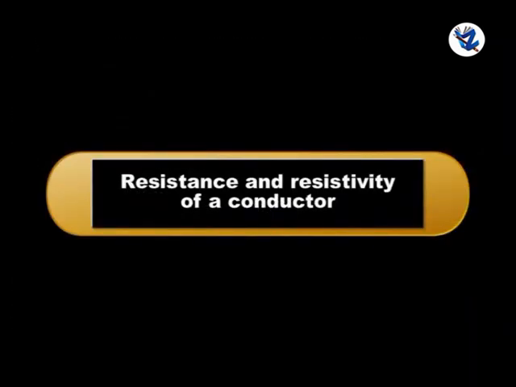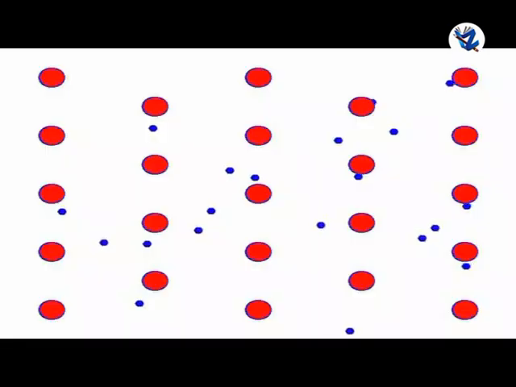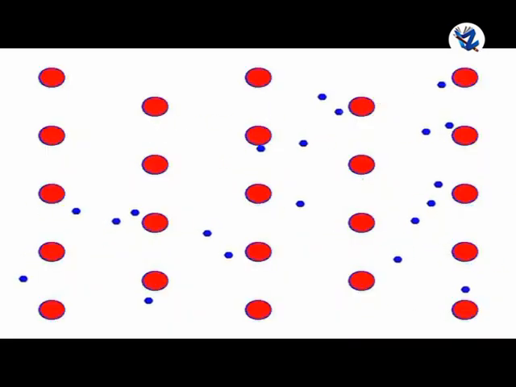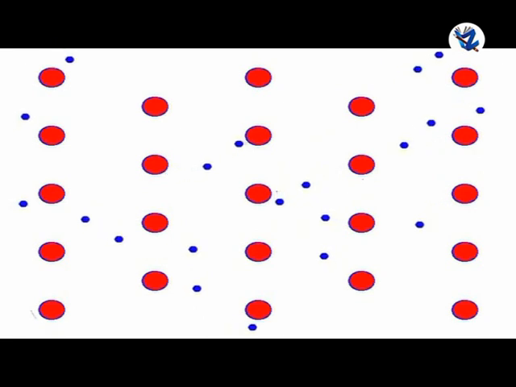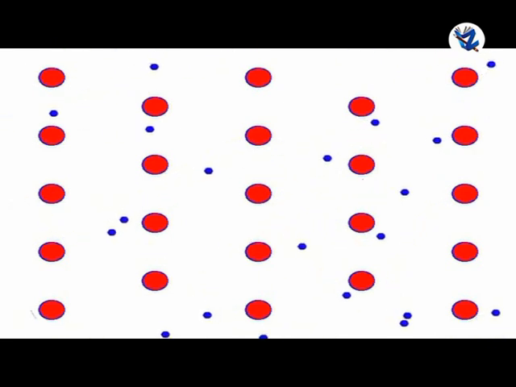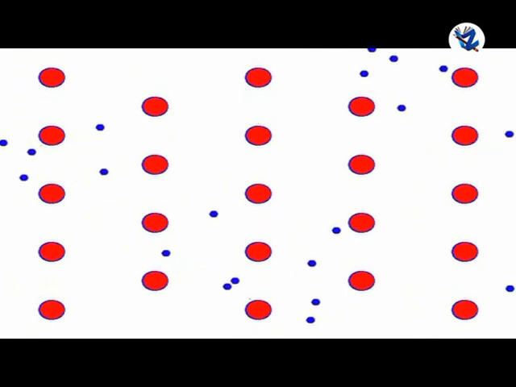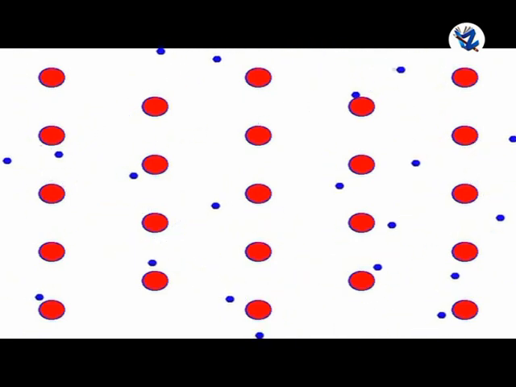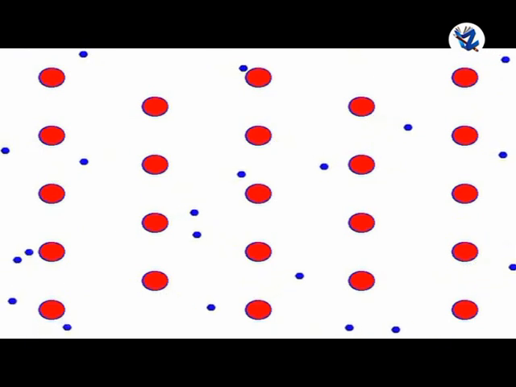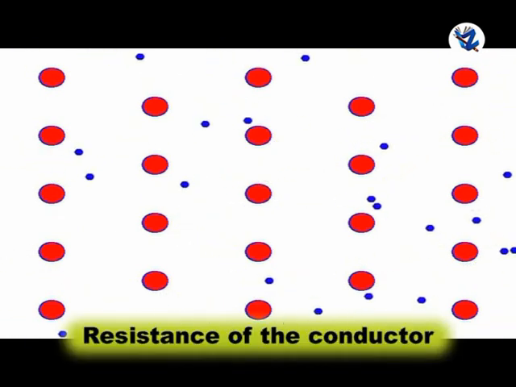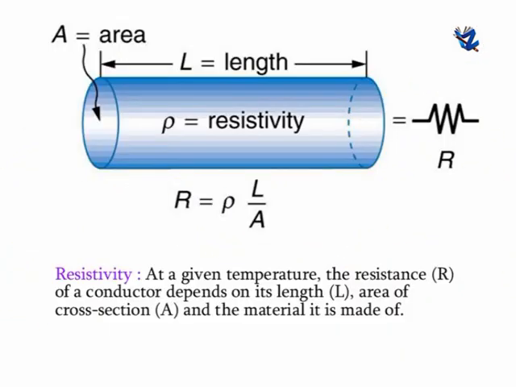Then resistance and resistivity of a conductor. Directional motion of electrons causes the flow of current, and moving electrons strike the atoms and ions which lie along their path. Such collisions cause hindrance to the flow of electrons and oppose the current. This hindrance is called the resistance of the conductor. At a given temperature, the resistance R of a conductor depends on its length L, area of cross section A, and the material it is made of.